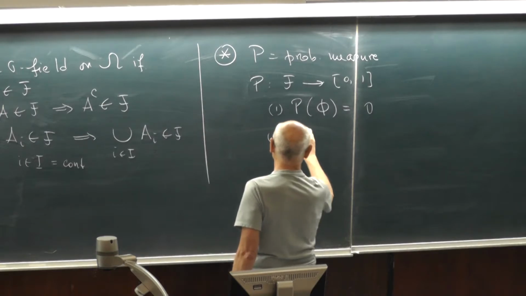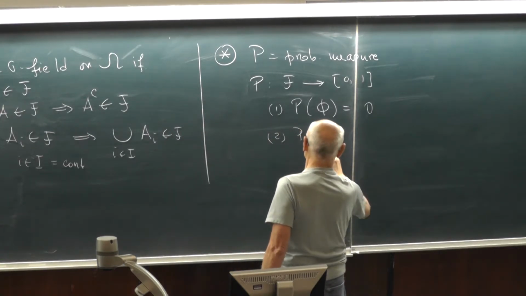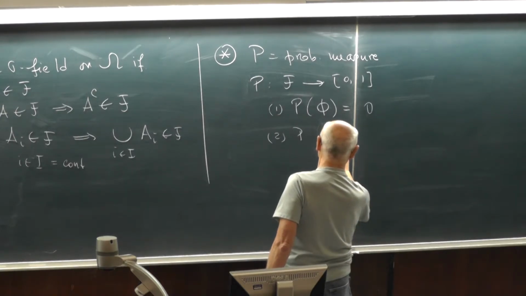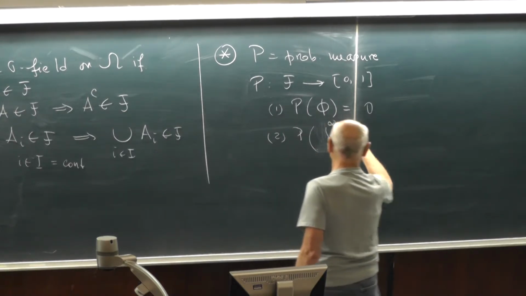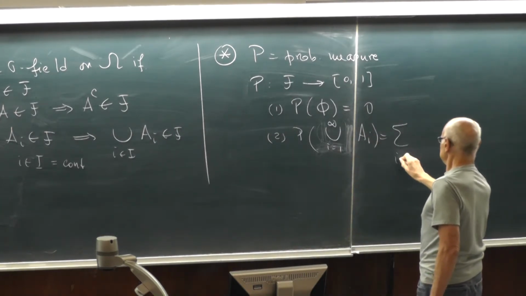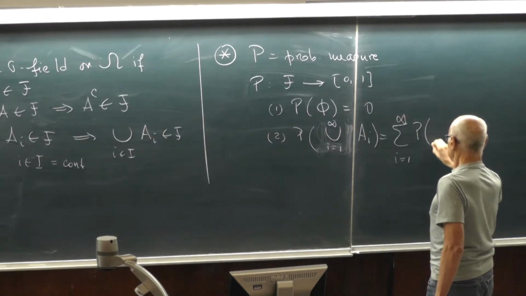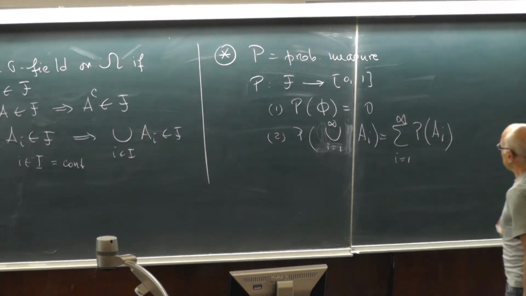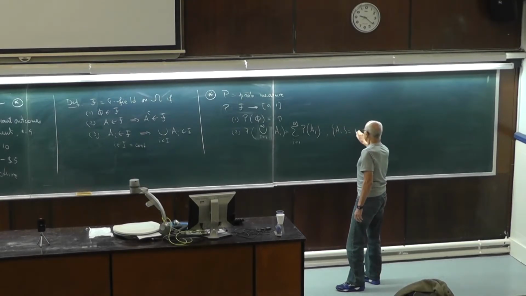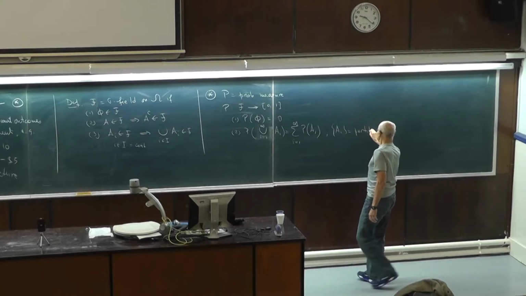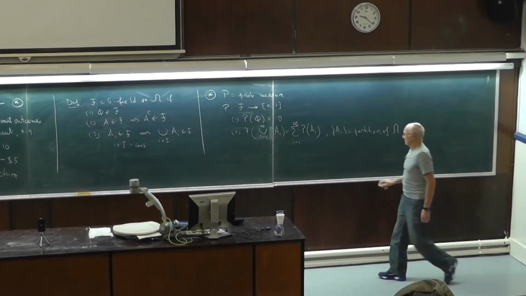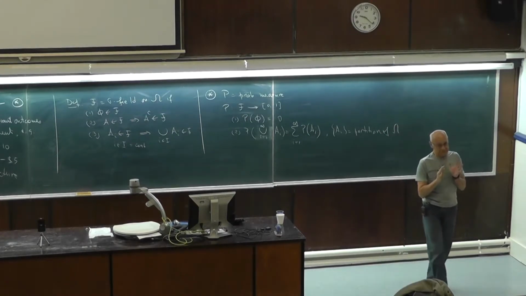The other is the probability of the union over i from 1 to infinity of A_i is the sum of the probabilities, provided the A_i are a partition. And I'm going to draw a picture of omega. Okay? So what does a partition mean?